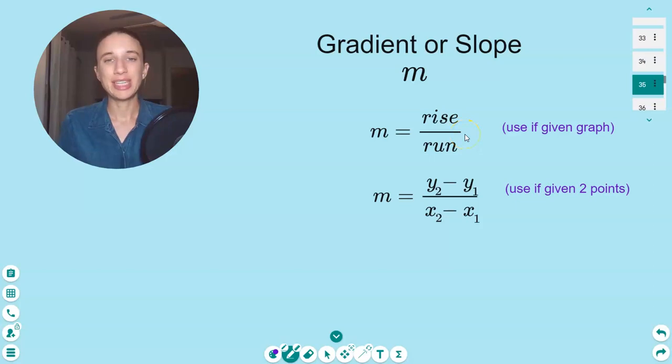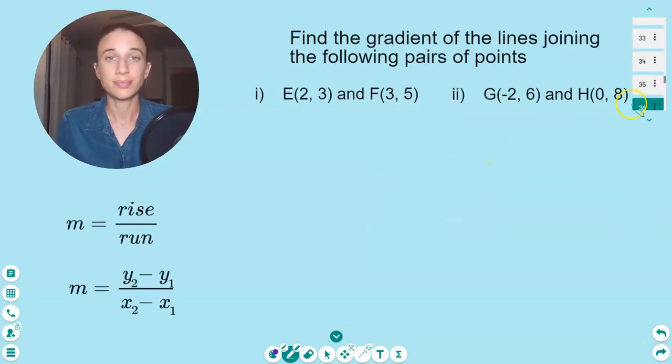Hello and welcome to this video for part 2 of finding the gradient. In the last video, we looked at finding the gradient given a graph and we used this formula. But in this video, we are going to look at if we're given two pairs of coordinates, we're going to use this formula. Let's check it out.